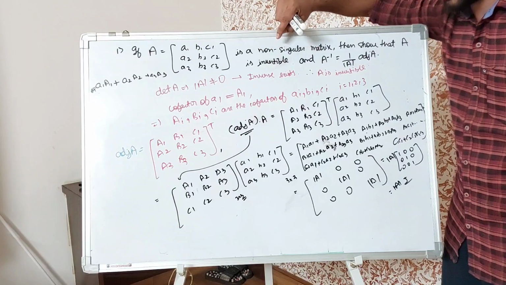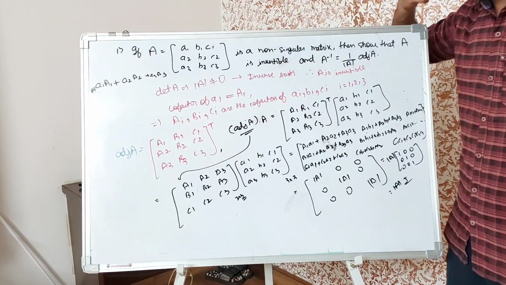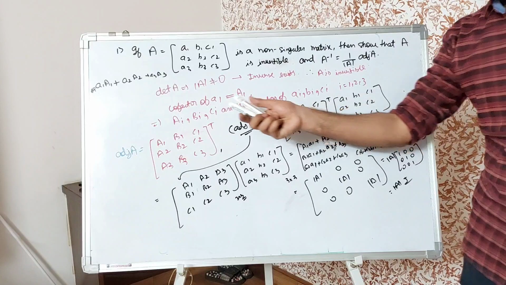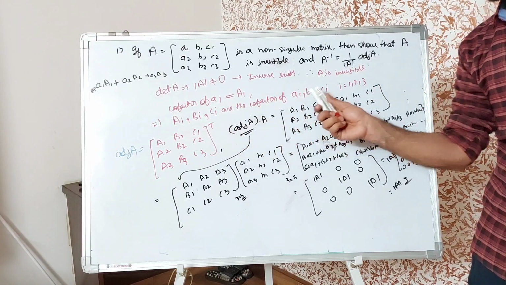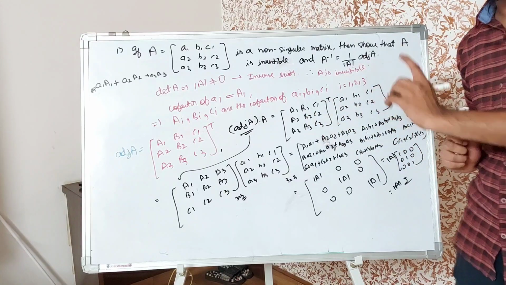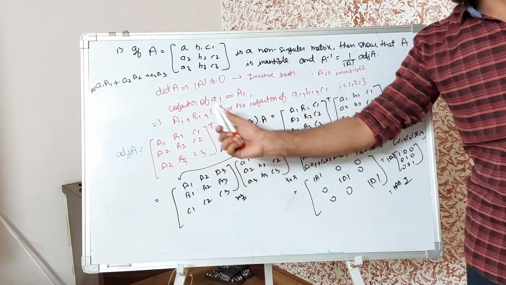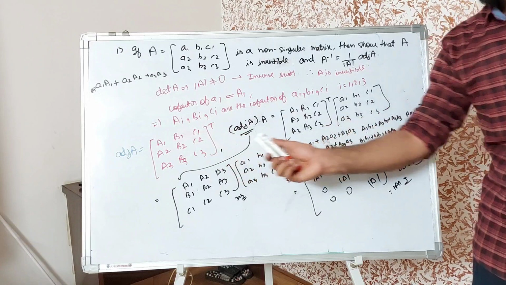Since determinant of A is not 0, its inverse exists, which means it is invertible. Now the cofactor of a1 is capital A1. Similarly, Ai, Bi, Ci are the cofactors of small a, small b, small c, where i is 1, 2, 3. Now adjoint of A is the transpose of the cofactor matrix of A.